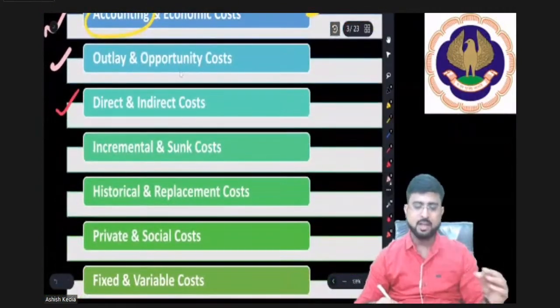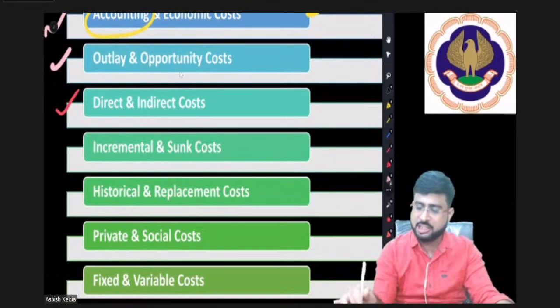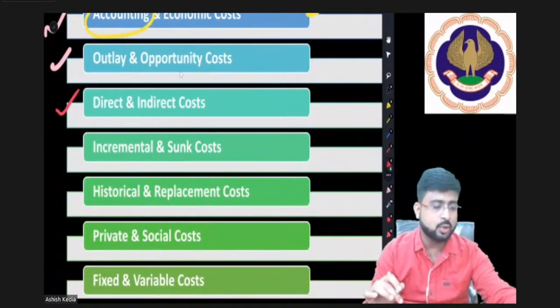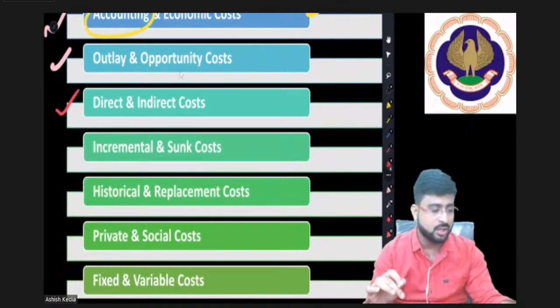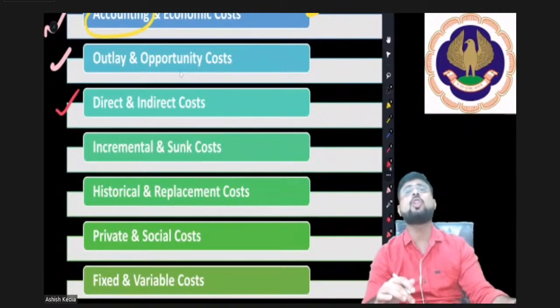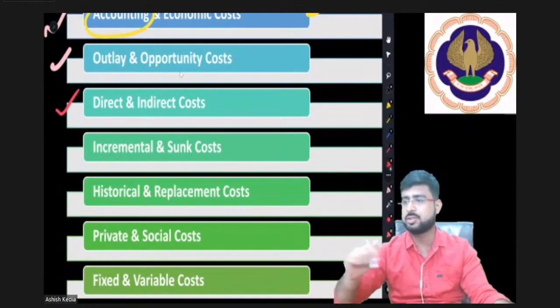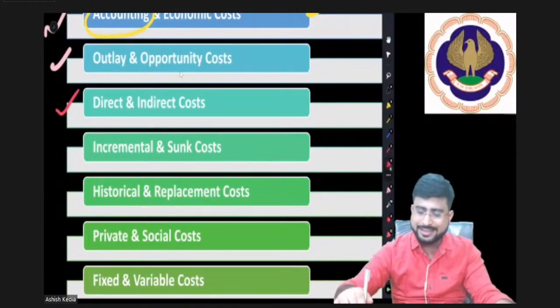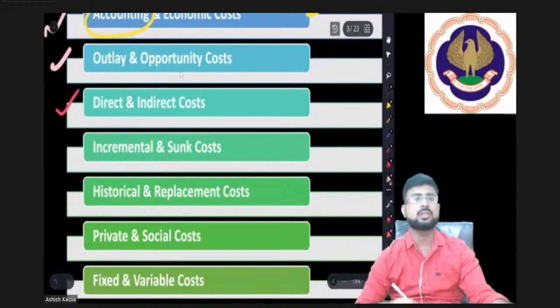All right. So that's direct and indirect cost. Direct is also called traceable cost, mind you, friends. It's also called traceable, and indirect is also called non-traceable or untraceable costs. Okay, fantastic. Moving on to the next concept, incremental and sunk cost.